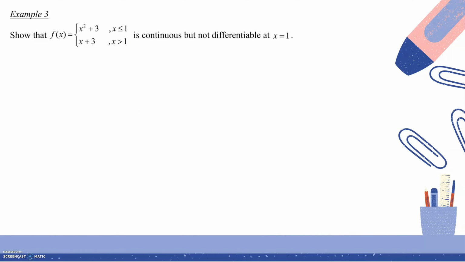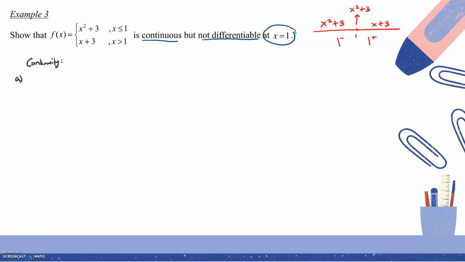Example 3. Show that f(x) is continuous but not differentiable at x equals 1. So we have a piecewise function. We need to check the continuity and the differentiability. First, we need to check the continuity. We have three conditions to be checked. The first condition is whether the function is defined at x equals 1. So f(1) is equal to, substitute, 1 squared plus 3. So f(1) is equal to 4.